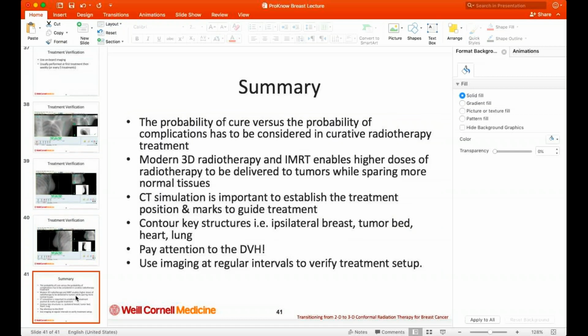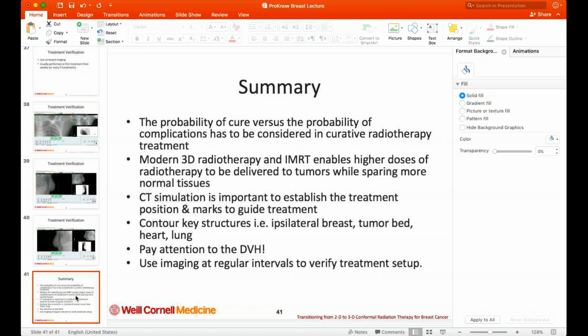So in summary, we have to balance cure with complications when we're looking at curative radiation therapy. Modern 3D radiation therapy with CT scans and MRIs as well as IMRT, but I favor using 3D for breast and IMRT if you really have to, because you can't meet those constraints. Let's say you want to include the internal mammary lymph nodes, and you just can't get a low enough dose. That's when I think IMRT might be warranted. Otherwise, 3D I think is just fine for the breast.